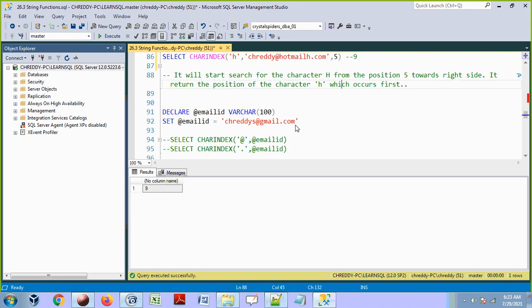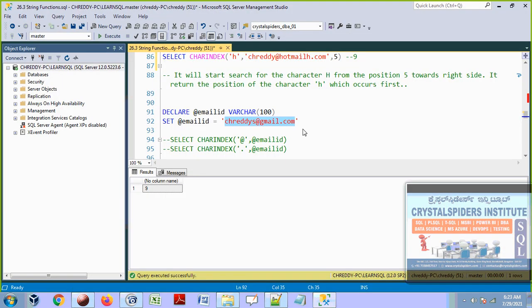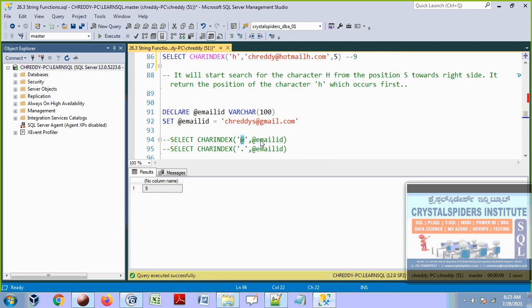Now we are going to see this. I declared one variable, email ID, and in this email ID I am storing a value, chreddyS@gmail.com. So now when it is displaying that email ID, chreddyS@gmail.com, you see that here I am looking for the position of the @ symbol in that email ID variable. Whatever value is there in this variable, I want to display the position of the @ symbol in that value, and the position of the dot symbol.